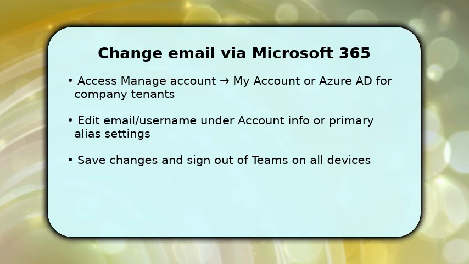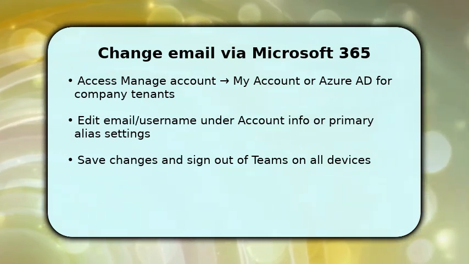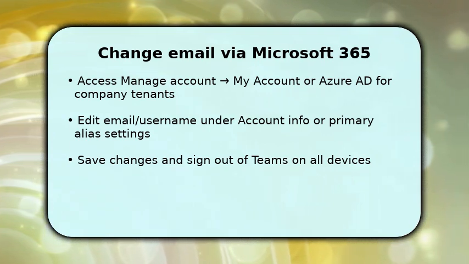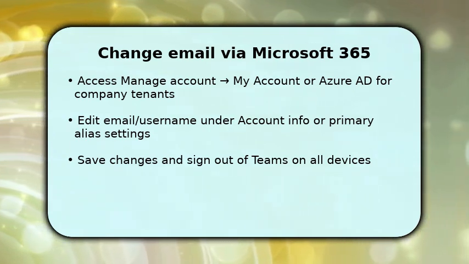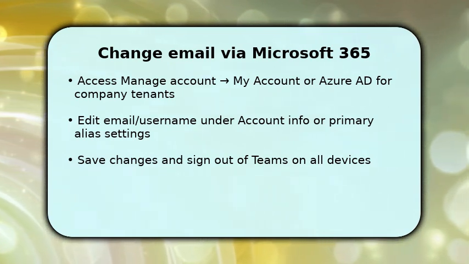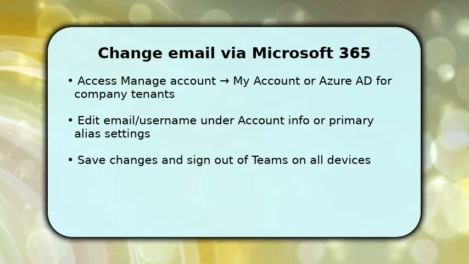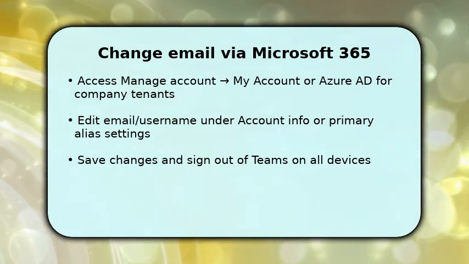Next, navigate to the Microsoft 365 Account Management or Azure Active Directory for organizational accounts. This is where the primary email alias is changed. You click Manage Account or go to the Admin Center, find the user profile, and edit the primary email or add a new alias. This updates the login used by Teams.